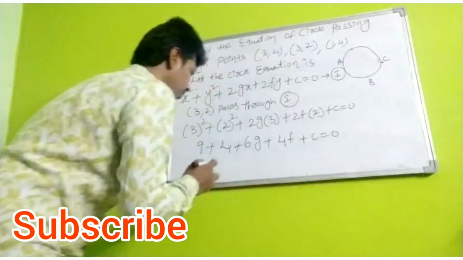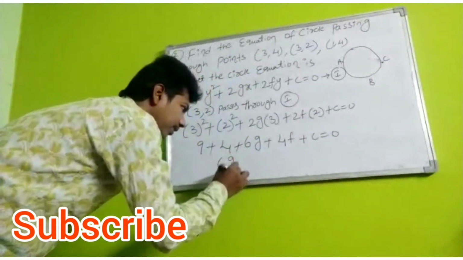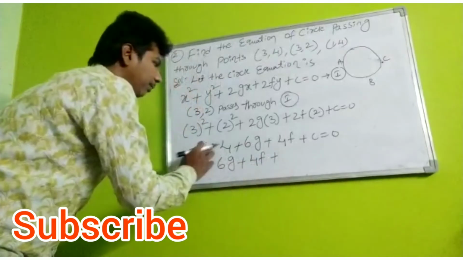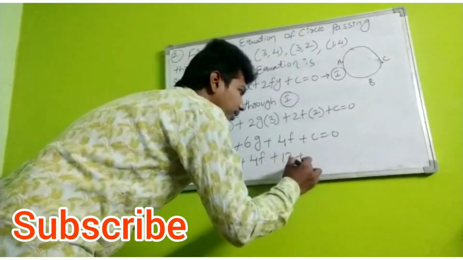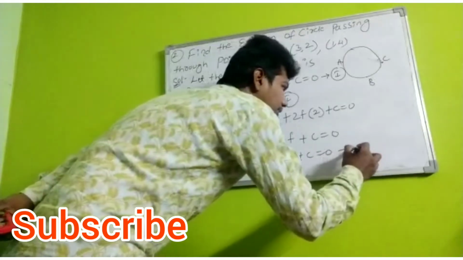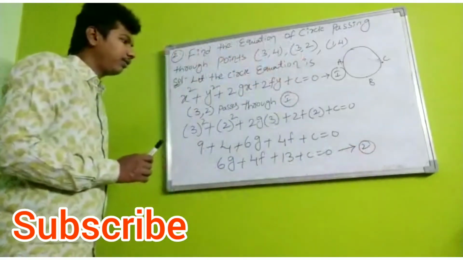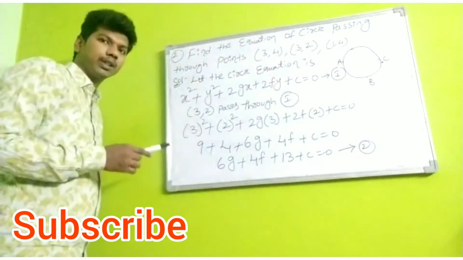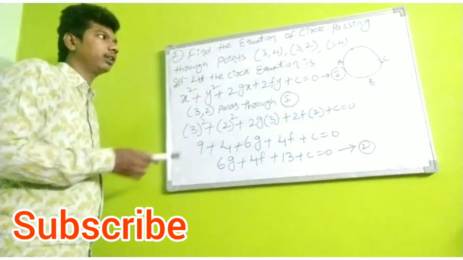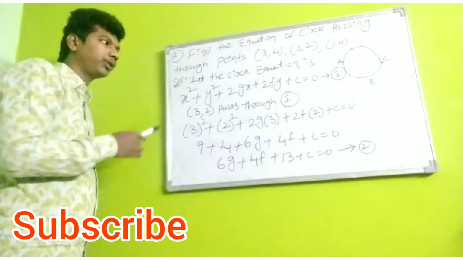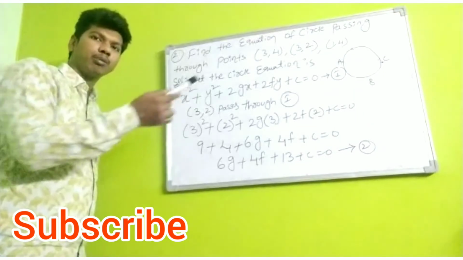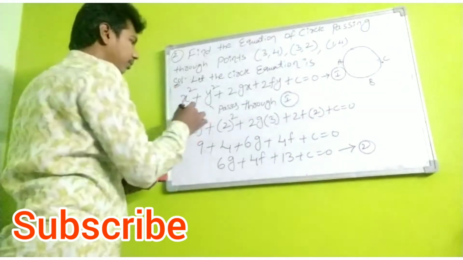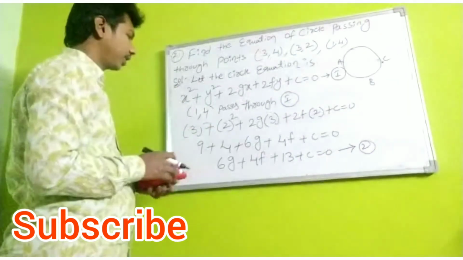equal to 0. Now first write g term 6g plus 4f plus 9 plus 4 13 plus c is equal to 0. This is equation number 2. In place of x comma y, I substituted 3 comma 2. Here I got equation number 2. Similarly students, last point is 1 comma 4. Substitute in general equation, you will get one more equation. Okay na? Right. In place of 3 comma 2, substitute 1 comma 4.